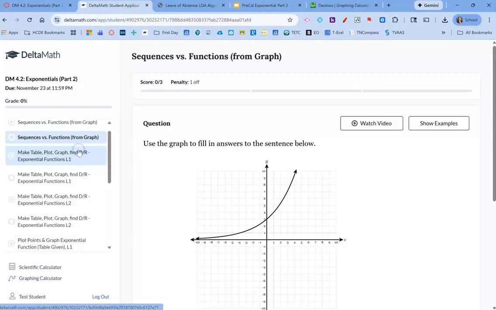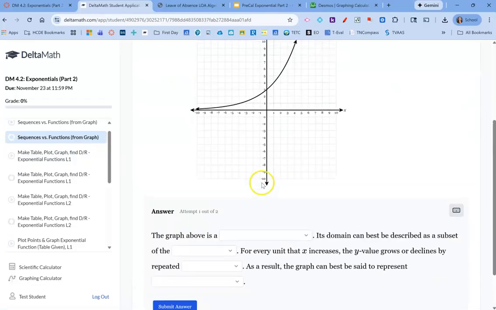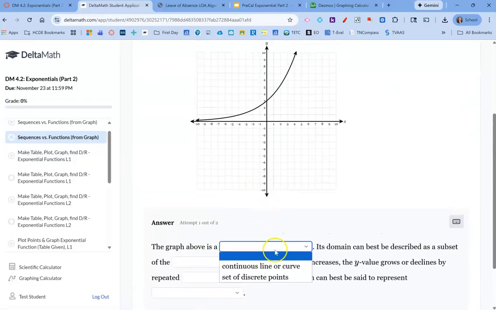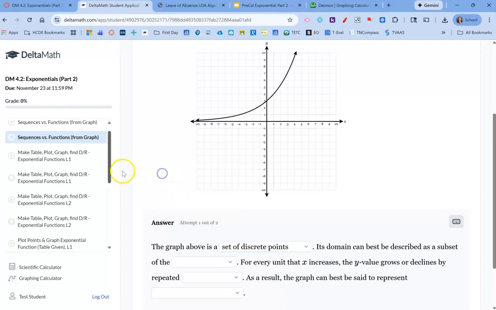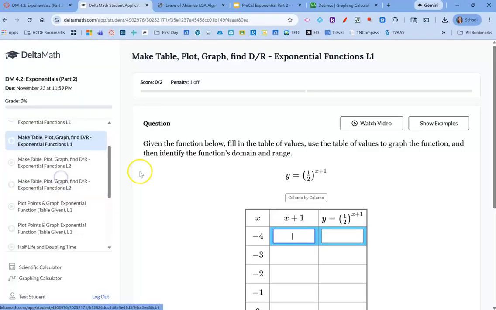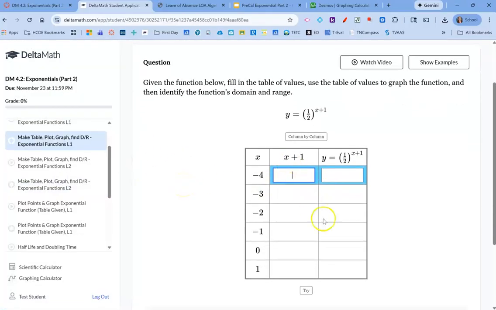Okay, so in the Delta Math, these first few problems are really going through, is this an exponential graph? So this is continuous, right? It's a curve or a line, whereas discrete are going to be discrete points. You'll see points and stuff. So anyway, you can watch the video and go over that. When you get to this one, you're going to be filling in the table.